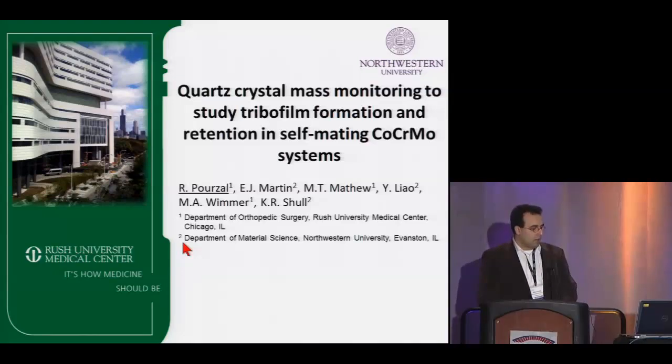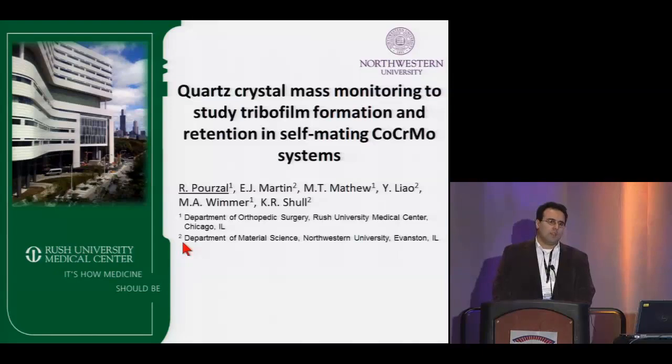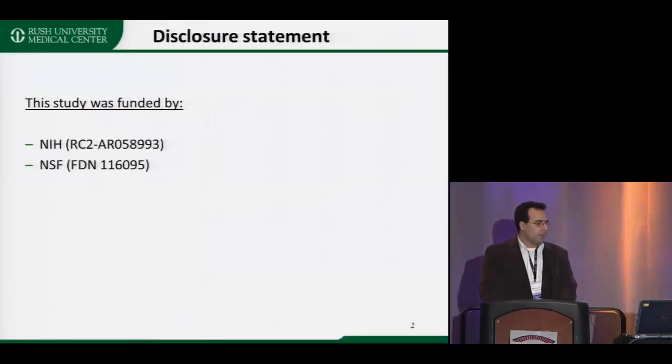Today I'm talking about how we utilize the quartz crystal microbalance in order to study tribofilm formation on cobalt chrome molybdenum alloy. Our ongoing study is funded by NIH and NSF.